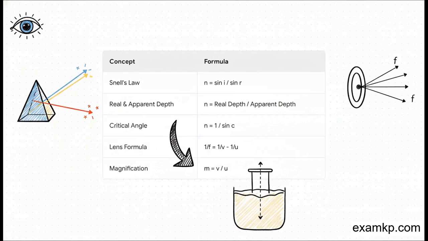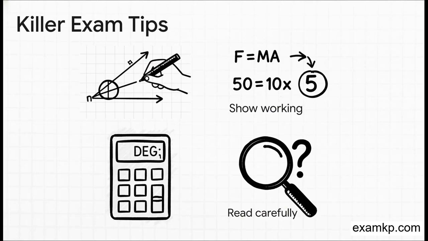Before you walk into that exam, make sure these formulas are locked in your brain. And here are my final words of wisdom. For WAEC theory, please always draw your diagrams. They carry marks, and show your workings: formula, substitution, answer with units. And for the love of physics, make sure your calculator is in degree mode. For JAMB, double-check what the question is asking for before you pick an answer. And for both exams, memorize your definitions. There are free marks just waiting for you to collect them.